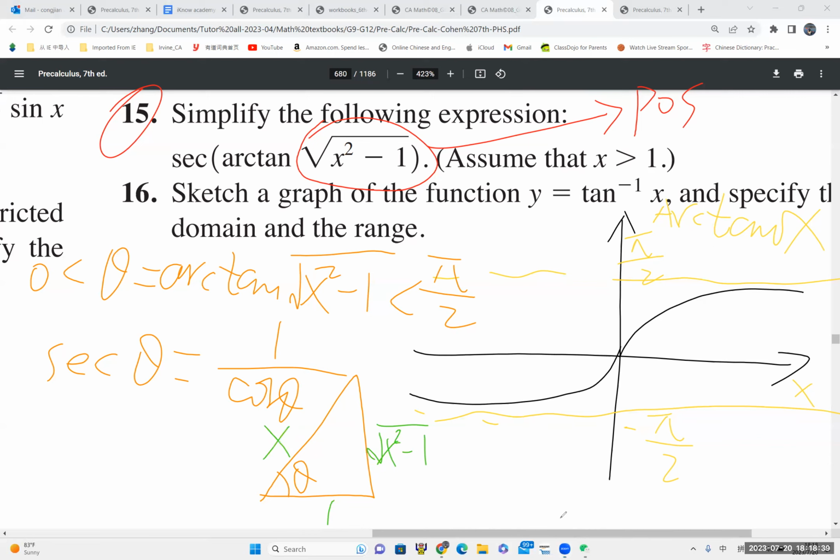Here x is greater than 1. If so, we get cosine theta is 1 over x. Then finally, secant theta equals x. All right, let me circle the final answer. You can take a screenshot.